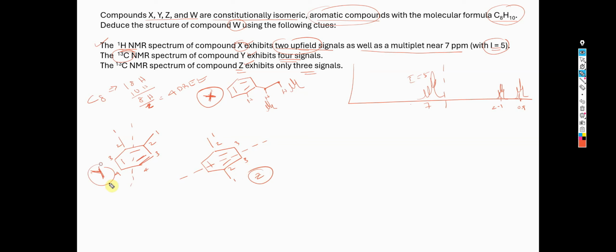That leaves you with only one more possibility for writing an isomeric structure, which is going to be the orthoxylene. Okay, so 1, 2, 3, 4, 5. So this is the distinct structure you can write other than these 3 structures. So this is going to be the structure of W.